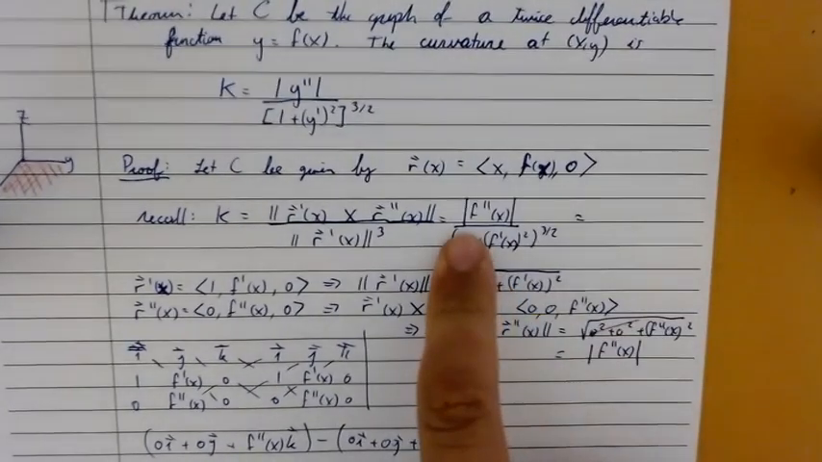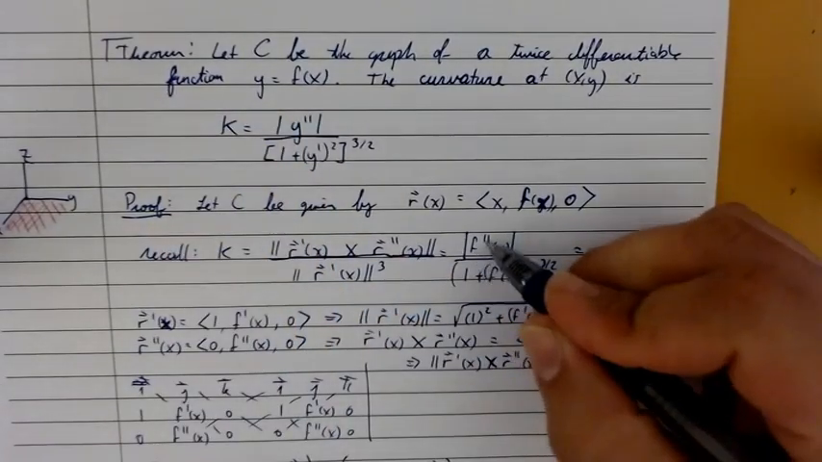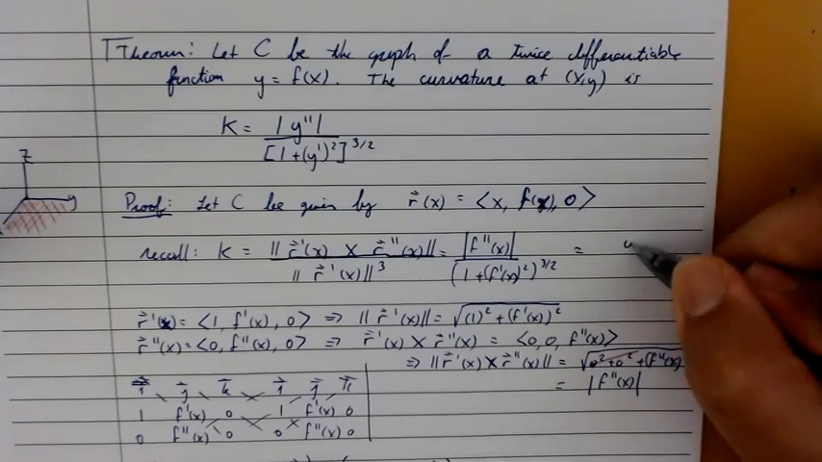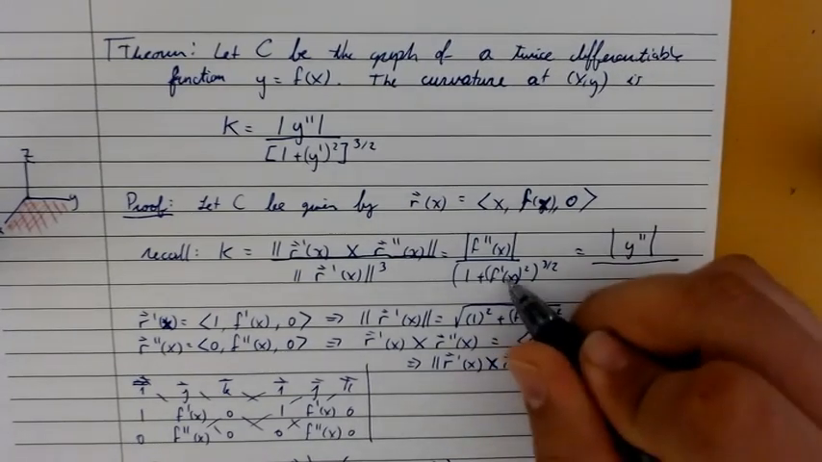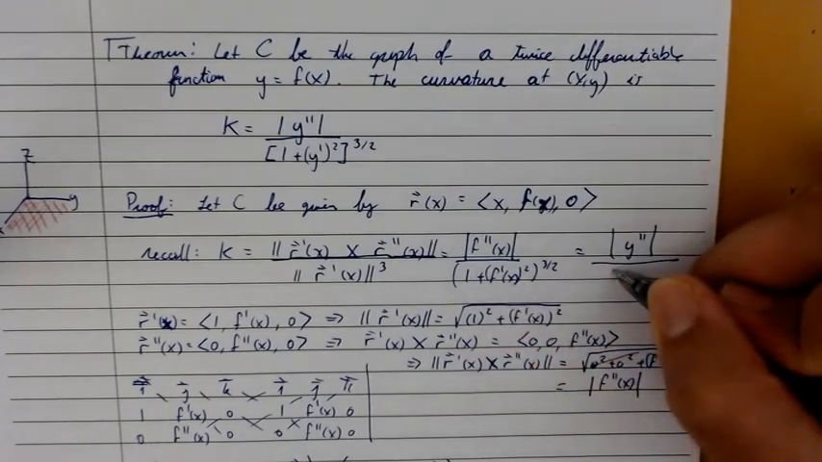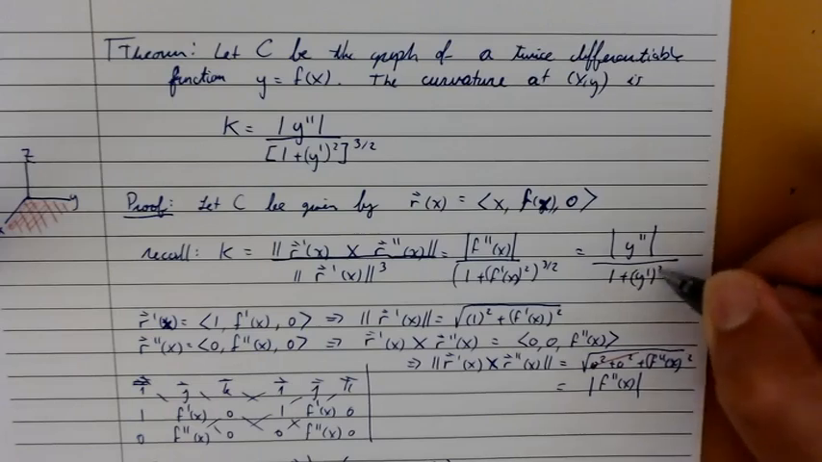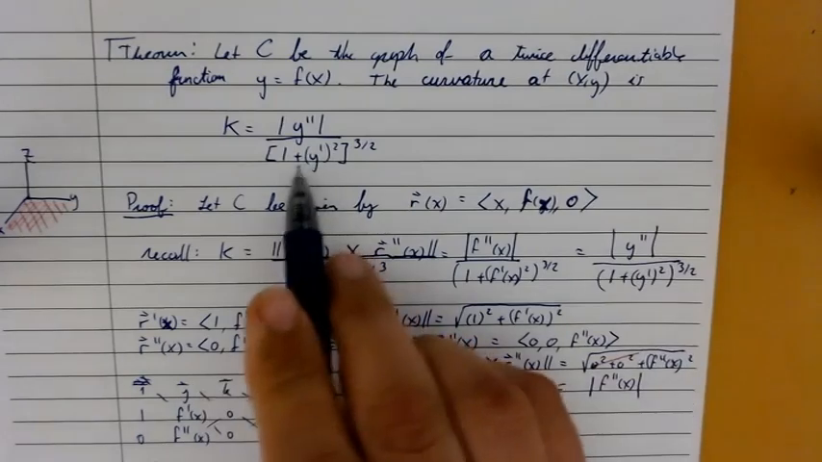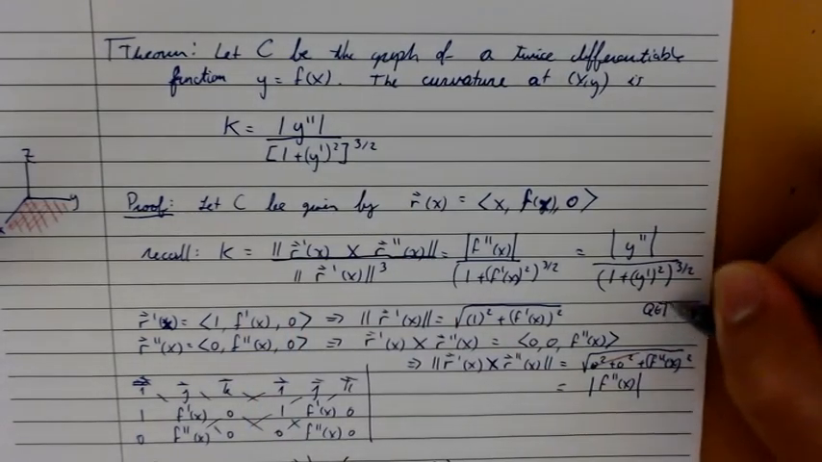But remember, f of x is equal to y. So here, when we say f double prime of x, we can just say that's y double prime. And when we say f prime of x, we can just say y prime. So that'll be 1 plus y prime squared raised to the 3/2 power, which is exactly what we had before. So that confirms our result.